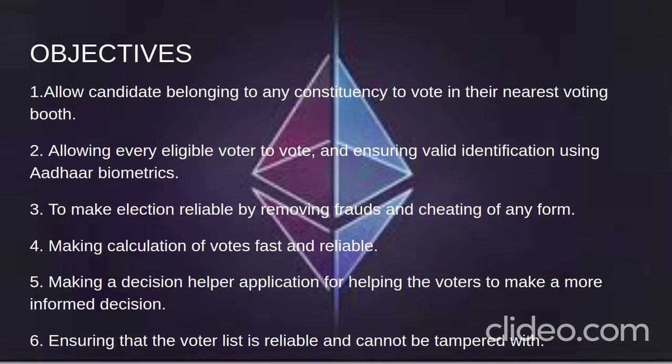Some of the objectives that our solution aims to solve are allowing candidates belonging to any constituency to vote in their nearest voting booth, allowing every eligible voter to vote and ensuring valid identification using Aadhaar biometrics, to make the election more reliable by removing frauds and cheating of any form, making calculation of votes fast and reliable, making a decision helper application for helping the voters to make a more informed decision, ensuring that the voter list is reliable and cannot be tampered with.